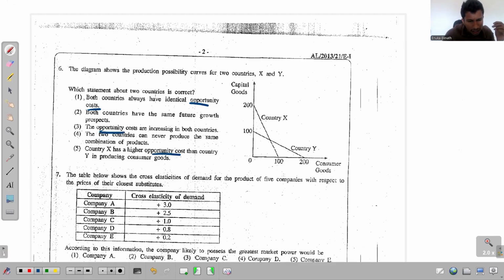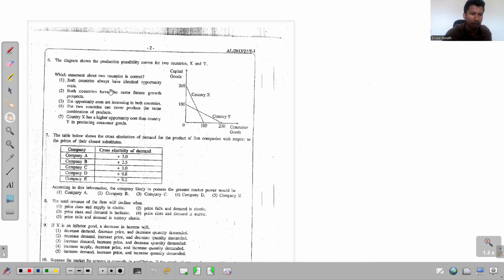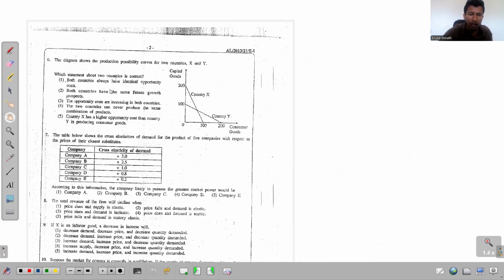Yeah, mainly they are talking about the opportunity costs. So it's better to prepare a table and calculate the opportunity cost of each country for each good before we look at all these given options. Right, now look at this table that I'm going to prepare for this question number 6.